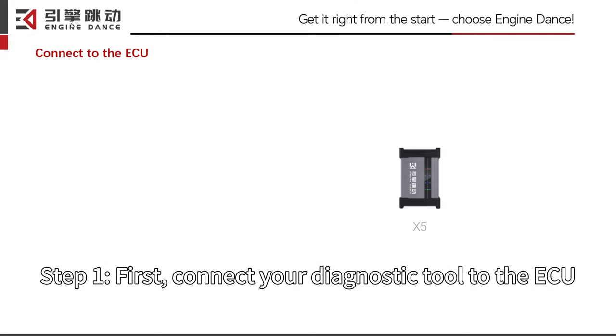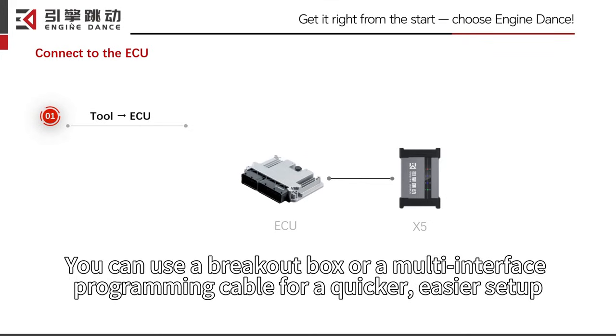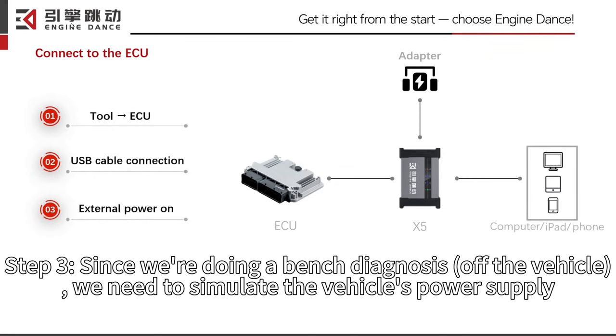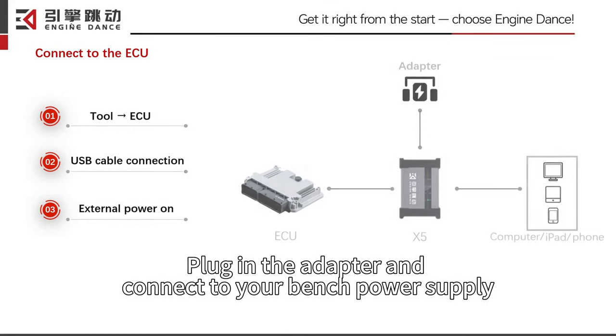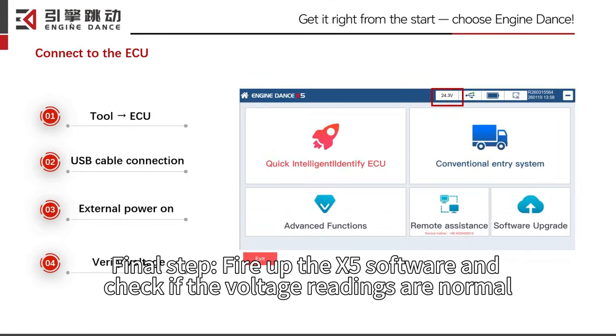Step 1. First, connect your diagnostic tool to the ECU. You can use a breakout box or a multi-interface programming cable for a quicker, easier setup. Step 2. Then connect your tool to your computer via the USB port. Step 3. Since we're doing a bench diagnosis off the vehicle, we need to simulate the vehicle's power supply. Plug in the adapter and connect to your bench power supply. Final step, fire up the X5 software and check if the voltage readings are normal.